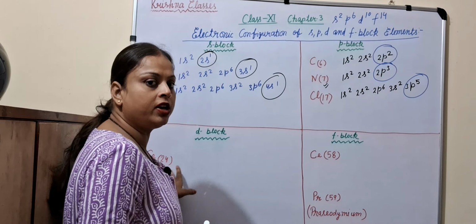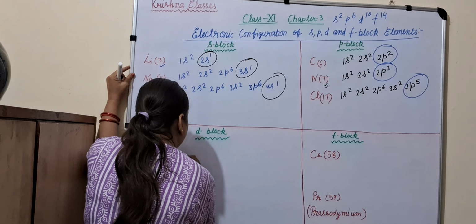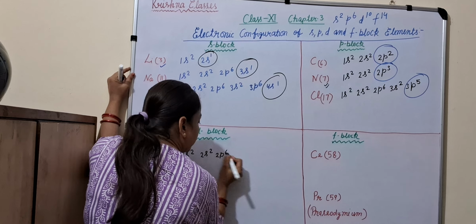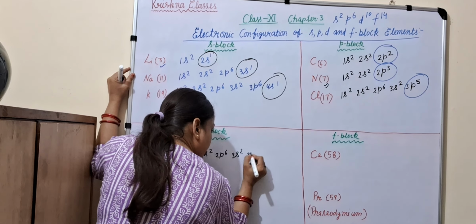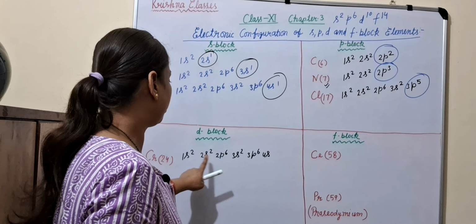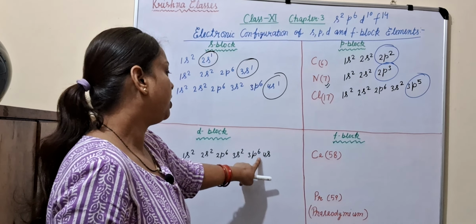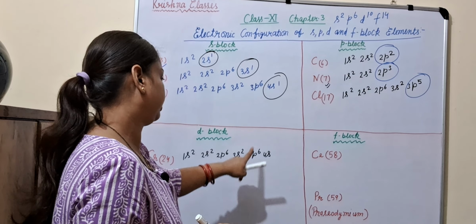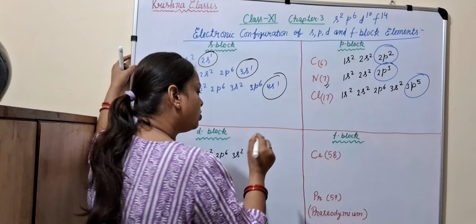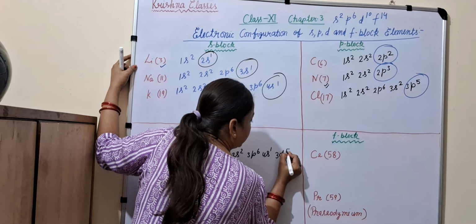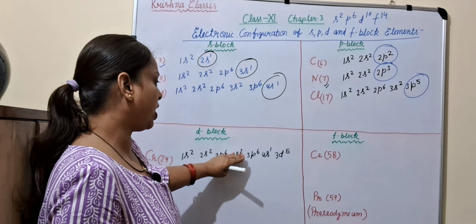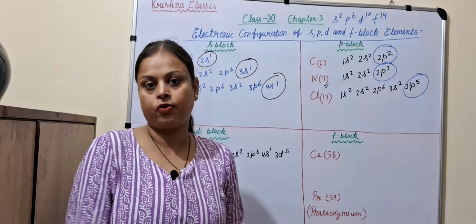Chromium atomic number is 24. Let's start the electronic configuration. 1s2, 2s2, 2p6, 3s2, 3p6, 4s. Now check electrons: 2, 2, 4, 6, 10, 12, 18. 4s1, not 2, 3d5. This is the electronic configuration of chromium. Now check electrons: 2, 2, 4, 6, 10, 12, 18, 19, 24.